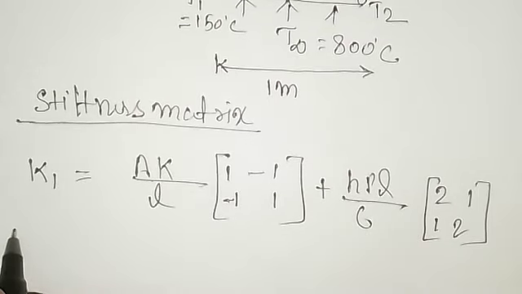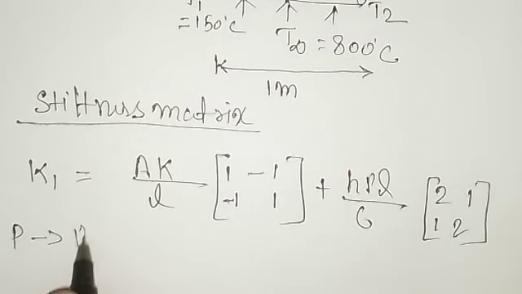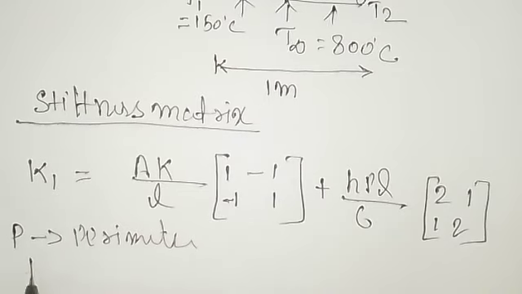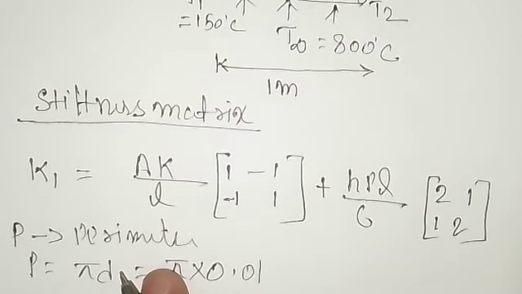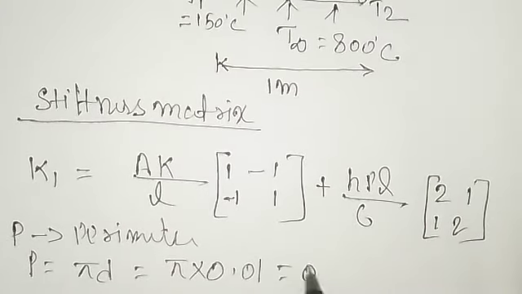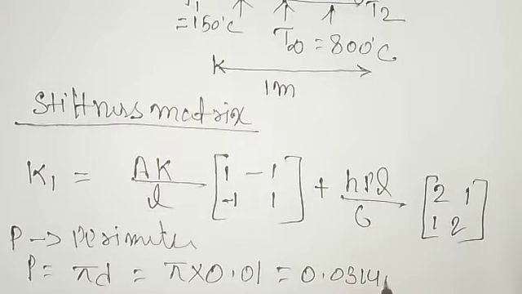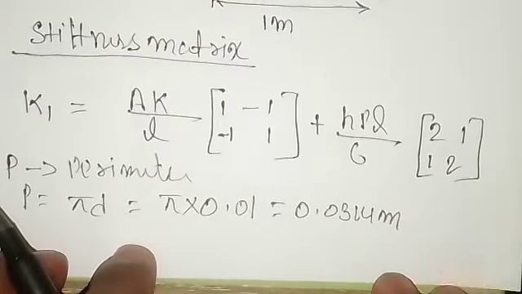So perimeter is equal to what? That P is the perimeter. So P is equal to pi into D, so pi into 0.01. So your answer will be 0.0314 meter. Alright, then we'll find out the area.